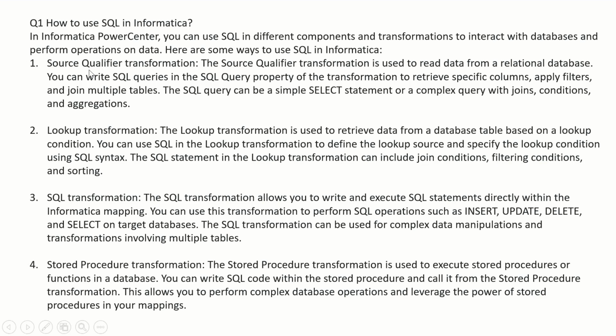So first one is source qualifier transformation. The source qualifier transformation is used to read the data from a relational database. You can write SQL queries in the SQL query property of the transformation to retrieve specific columns, apply filters, and join multiple tables. The SQL query can be a simple select statement or a complex query with joins, conditions, and aggregations.